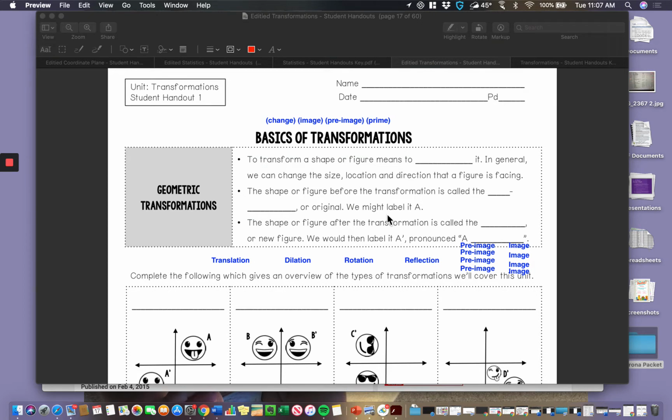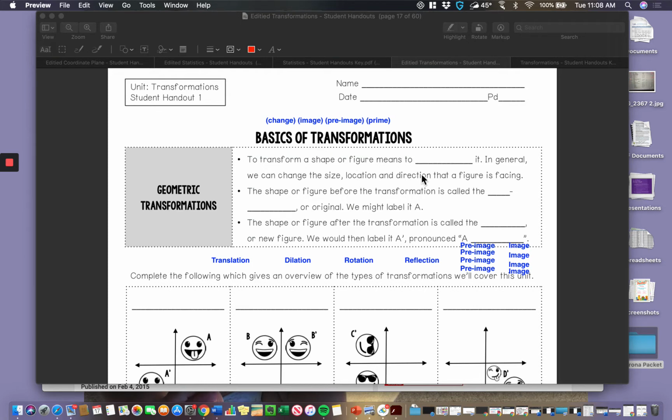I'm going over the first page in your student packet, Basics of Transformations. Up here I've included a word bank that can be filled in down here, and I'm going to start reading that real quick. We have Basics of Transformations, Geometric Transformations. It says to transform a shape or figure means to blank. In general, we can change the size, location, and direction that a figure is facing.